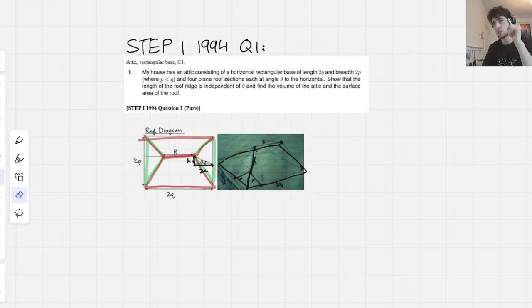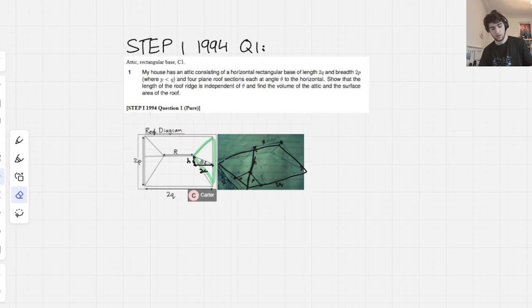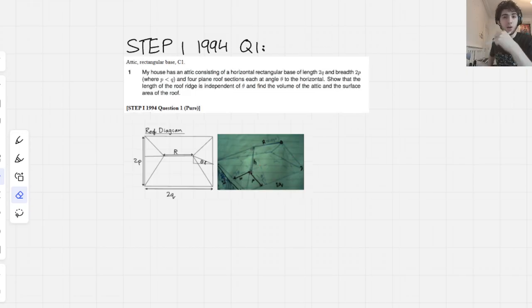Okay, so effectively, now that we understand what's going on, we need to show that the length of the roof ridge is independent of theta. So we want to find an expression for the length of r, which might seem a little daunting, because it's clearly not going to be a numerical answer. It's not going to be like 4 centimeters or something. It's going to be in terms of probably p and q, right? And maybe even some theta, well, hopefully not a theta, because it needs to be independent of theta.